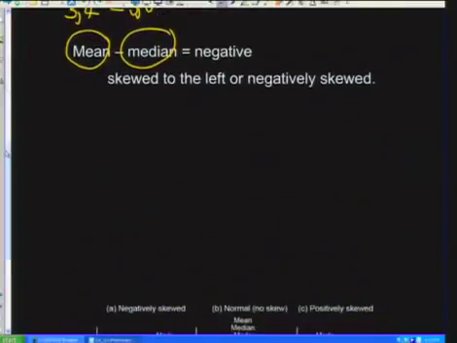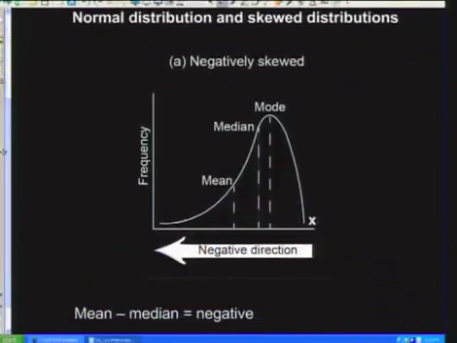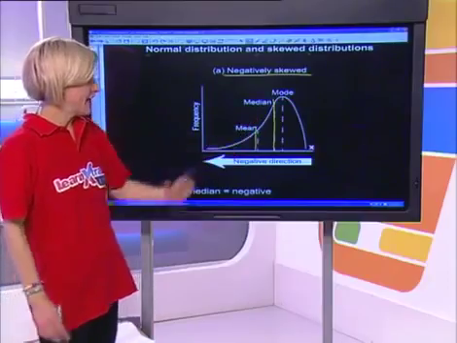Just to show another little depiction, here I've got negatively skewed data. So what will happen with your negatively skewed data? Your value of your median, your middlemost number, will be bigger than the mean, and that will be the profile of your normal distribution. Very important, the median is bigger than the mean.